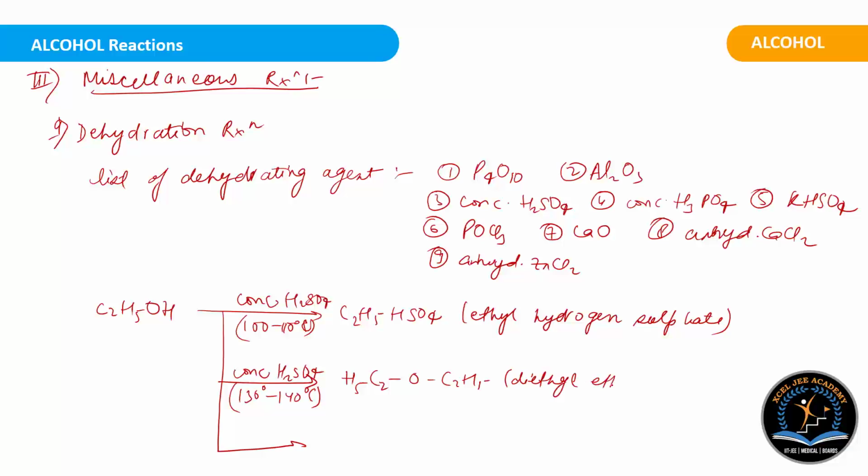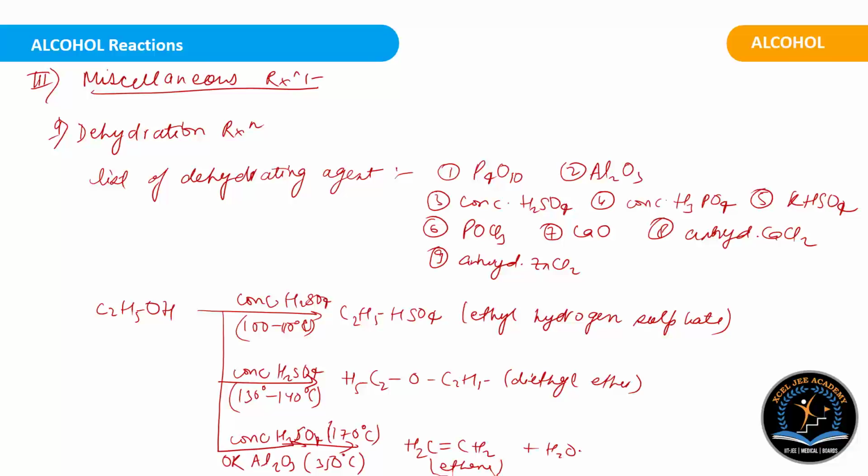And the next one is again the same concentrated H2SO4, but the temperature is increased further to around 170 degree Celsius. At this temperature, or it can also be Al2O3 at a temperature of 350 degrees Celsius, it is going to produce ethene. That means removal of water will be taking place. So this is the ethene that has been obtained. Along with that we are having water.